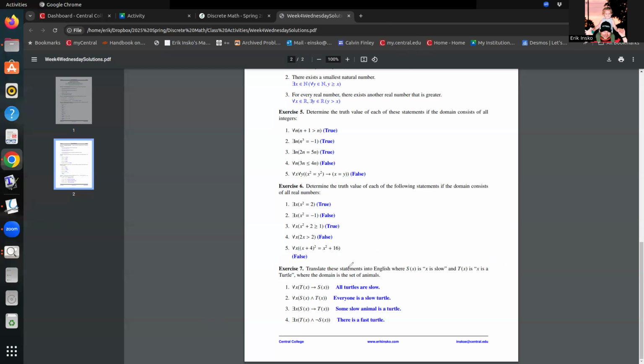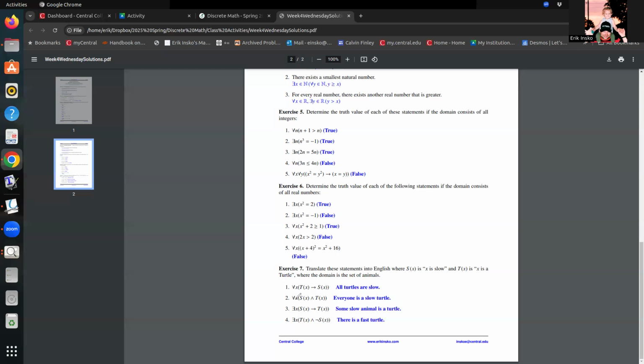Okay, last exercise. Translate these statements into English. Let S of x be the statement x is slow, and T of x is the statement x is a turtle. And then our domain is the set of all animals, the domain of discourse. So now we're going to say for all x in the set of animals, being a turtle implies that you are slow. Okay, and so one way of writing that would be to say that all turtles are slow. For all x, being a turtle forces you to be slow.